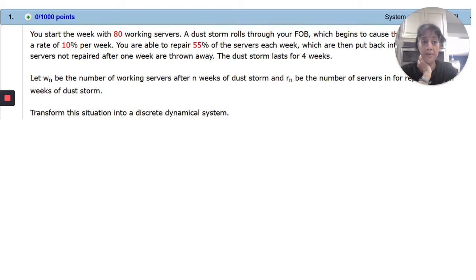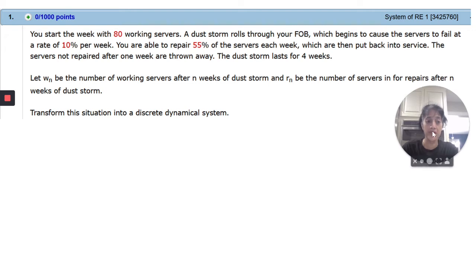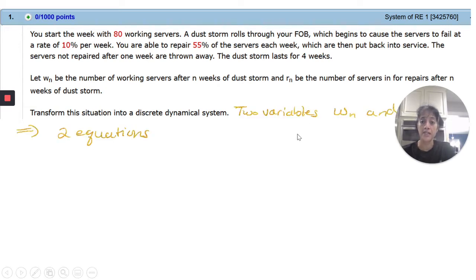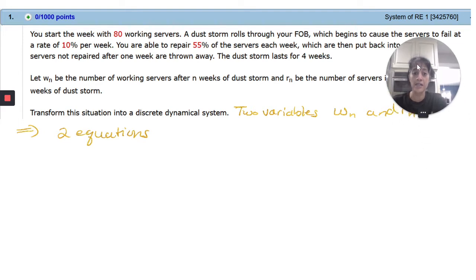I'm going to do this problem in pieces. You have this, it's a system of DDS. You asked me last week, when are we going to start this? Well, I'm glad I started it a little bit early because we're starting it now. So the first step is to transform this discrete dynamical system.